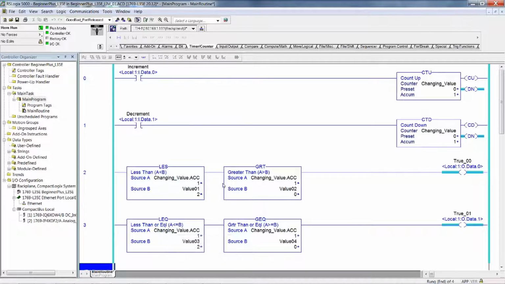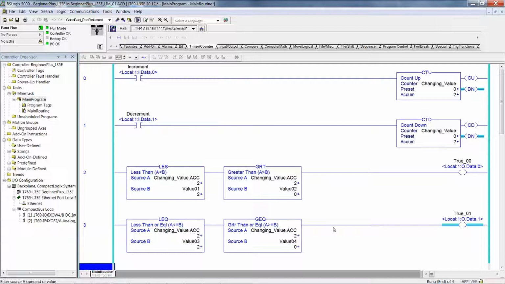And of course, if these two instructions are true, then these will probably be true as well, because this is a less than and a greater than, but it's inclusive with the equal. So in this case, both of these are true. If I go one more, now rung 2 is not true, because 2 is not less than 2, but it is equal to 2, as in rung 3.